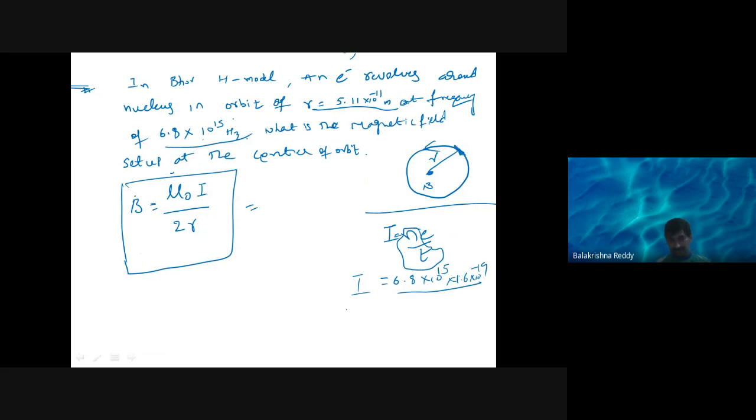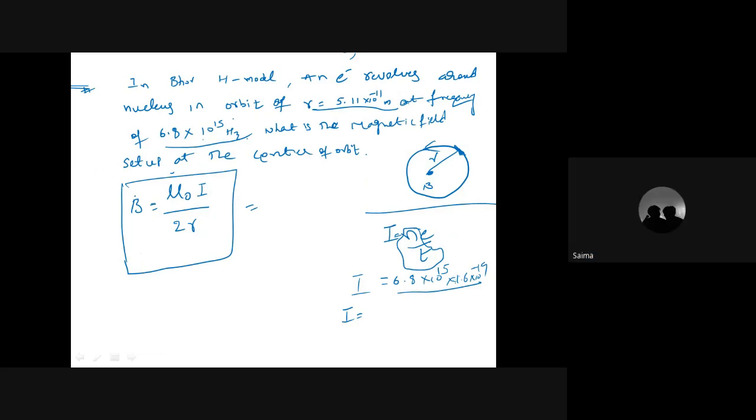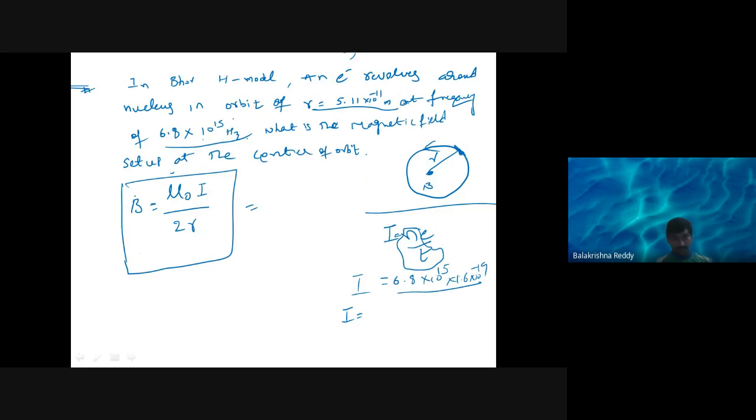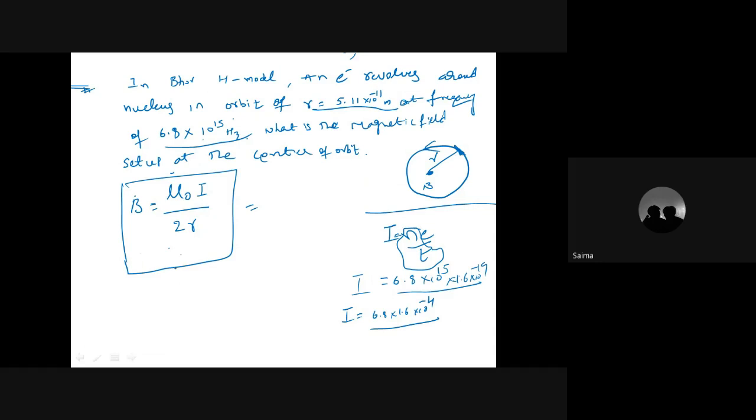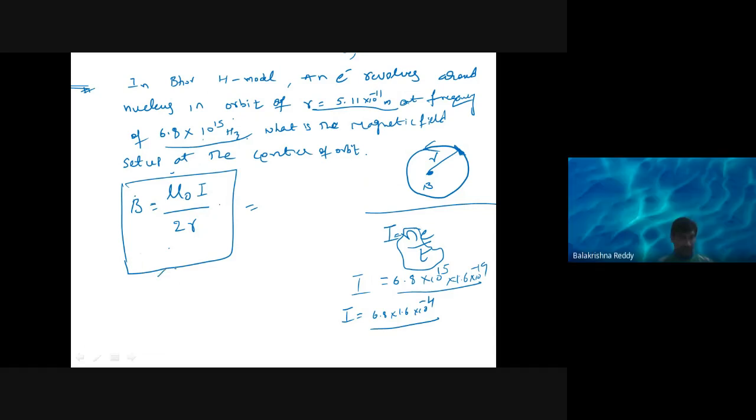How much is it? 10 to the power 15 minus 19, gives 10 to the power minus 4. So 6.8 into 1.6 into 10 to the power minus 4. So 68 into 16 we have to do. Whatever I get, that will be the current. Now this total value I am going to put here, where in the magnetic field, coming 10.88. But if they ask the current separately, then it is that.